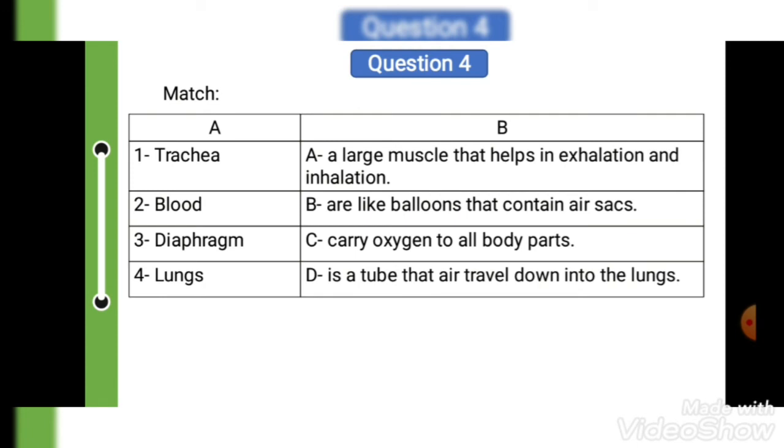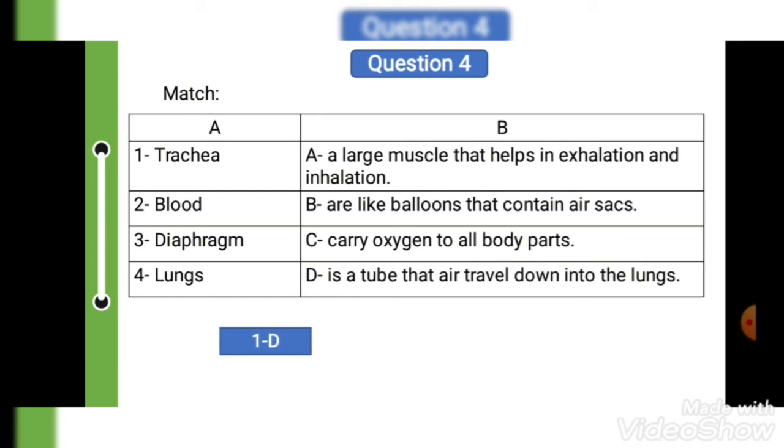Okay طيب we have trachea, blood, diaphragm and lungs. We have B choices اللي لازم نقراها. Large muscle that help in exhalation and inhalation, are like balloons that contain air sacs, carry oxygen to all body parts, is that tube that air travel down into the lungs. التراكية هي tube that air travel down into the lungs.